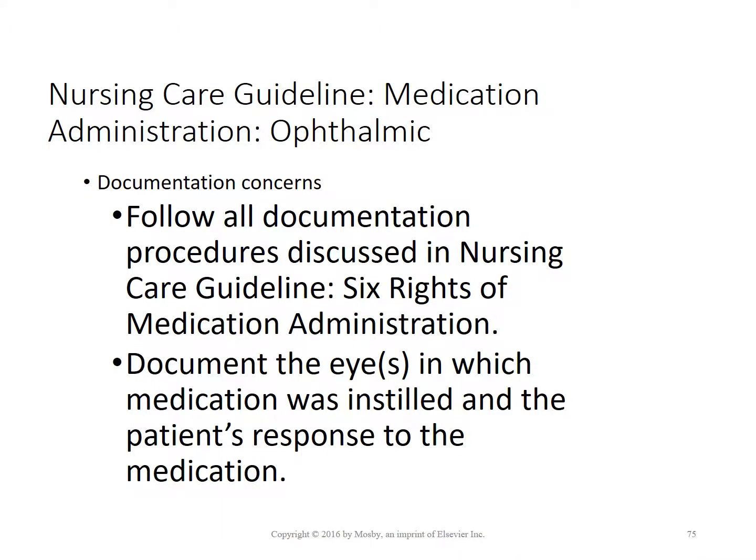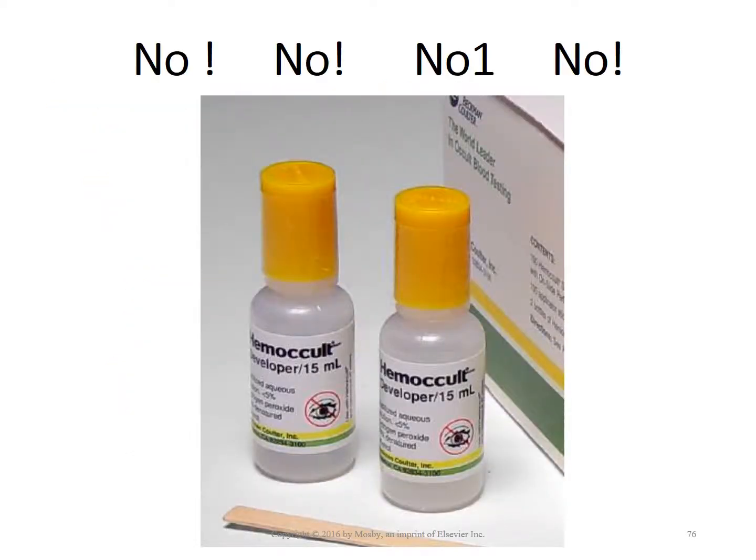Okay, so this is saying make sure you have the 6 rights. If the person gets eye drops, this is going to seem weird, but sometimes they'll have different eye drops for the left eye than they do for the right eye. So you have to be clear about which eye it goes into, or both, or neither.